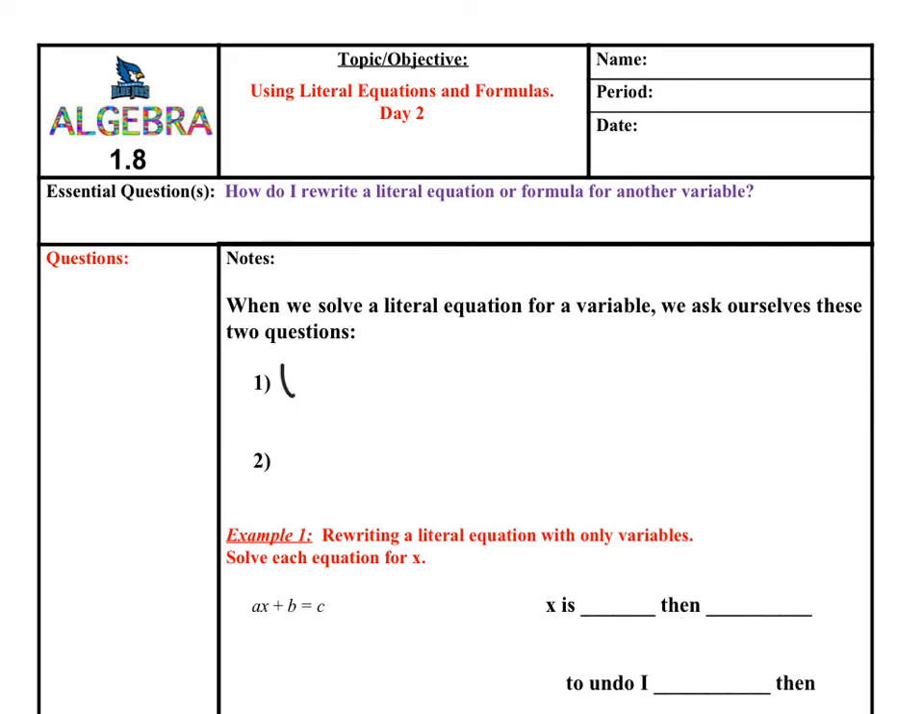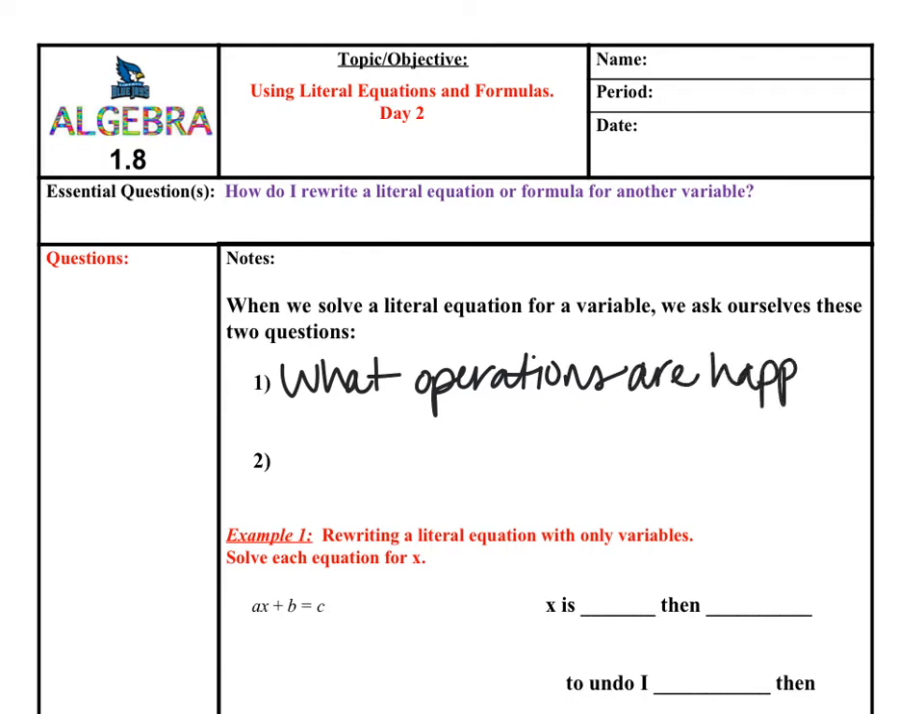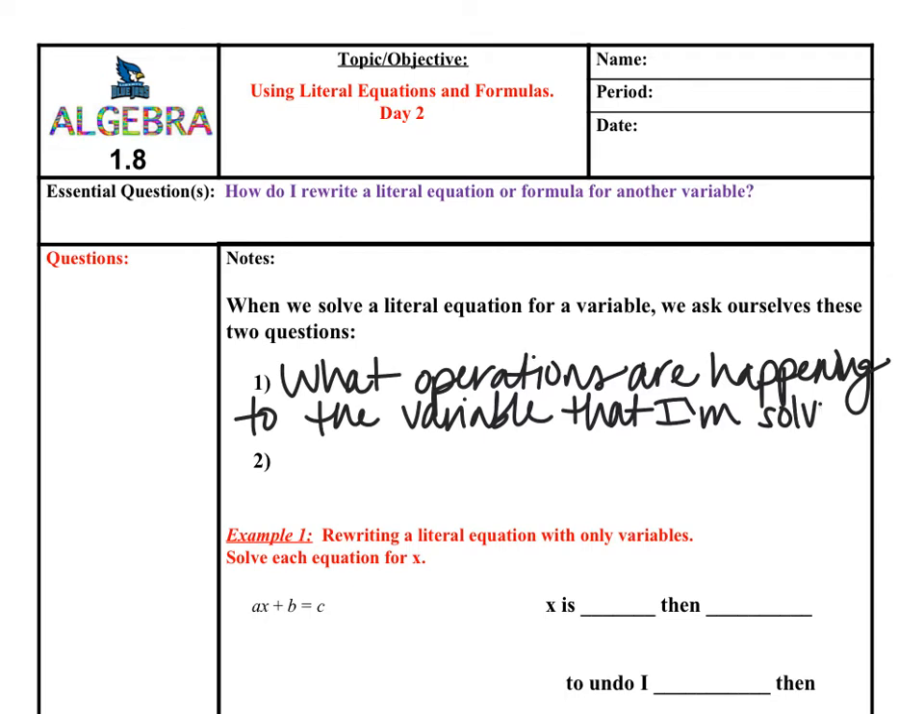The first, what operations are happening to the variable that I'm solving for? The second question is, once you know what's happening, how do you undo those operations?